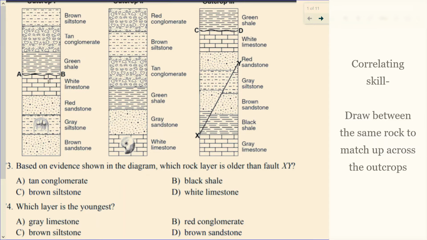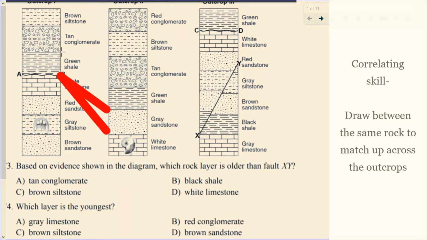Red sandstone, oh, green shale, white limestone, red sandstone. So we've got that green shale with the white limestone underneath it. There's an unconformity that's missing rocks. That's probably this gray sandstone right here. So that gray sandstone probably fits right there.